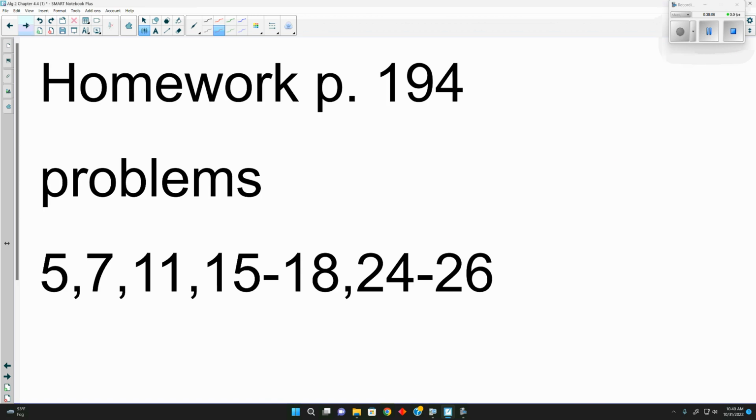And that is it. That is all we are doing for today. So 5, 7, and 11 are our factoring greatest common factor and then kind of using the properties we already have. 15 through 18 is our sum and difference of perfect cubes. 24 through 26 is our factoring by grouping.